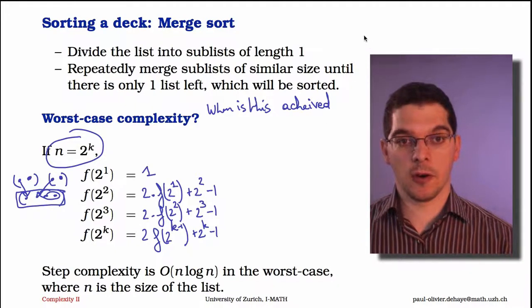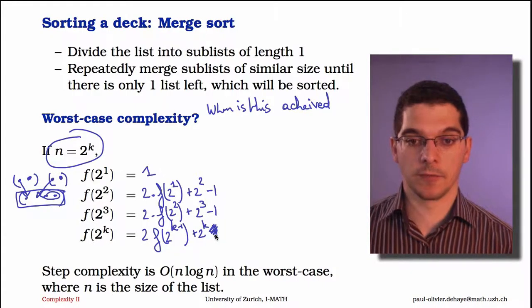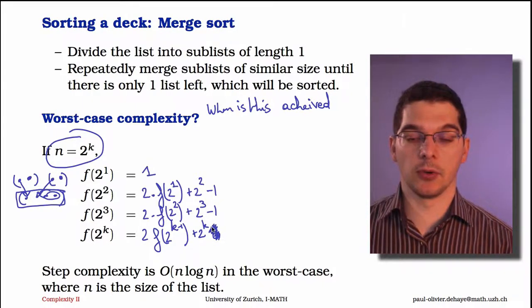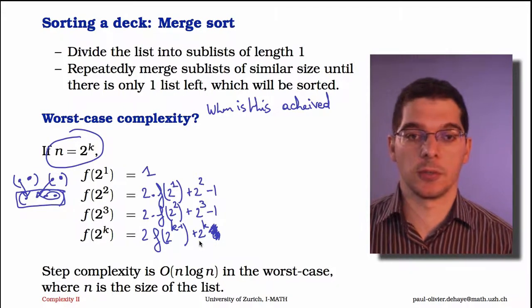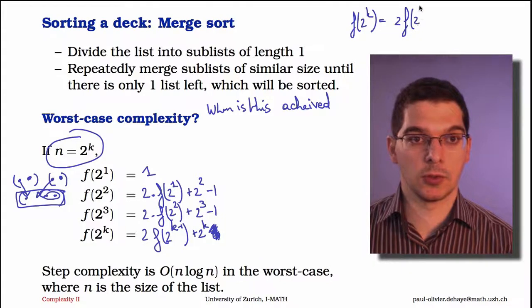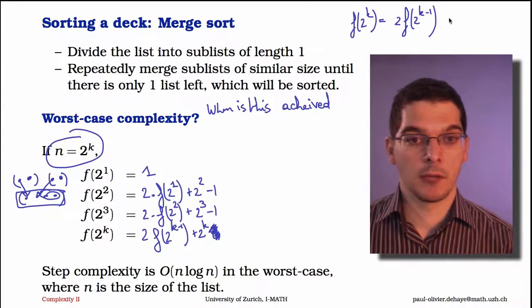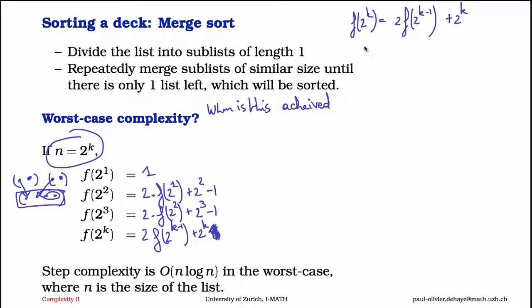It will become harder. So to simplify, I'll just ignore the minus 1 in this formula. This minus 1 is actually not important when you compute the complexity. You can prove that, and you should probably prove it as well. So let's see. f of 2^k is equal, as I just said, to 2 f(2^(k-1)) plus 2^k. And I ignore the minus 1.